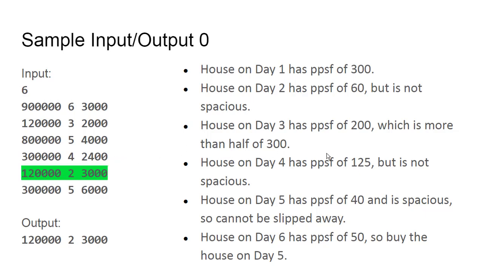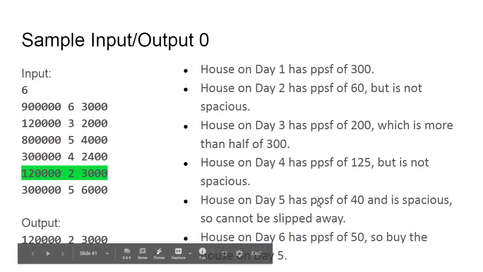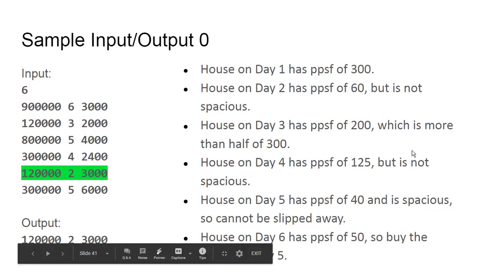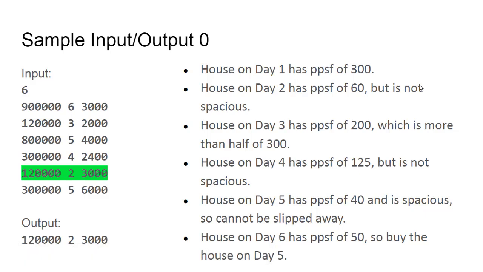And on day 4, the house is not spacious. On day 5, we have a house that's spacious and also has a PPSF of 40. So this is a good deal. He cannot let this house slip through, but he doesn't have to buy it on day 5. He can wait until day 6. On day 6, the house is spacious, but the PPSF is 50. It's higher than the one on day 5. So he'll just buy the house on day 5. So the output is the house on day 5, which is marked in green.